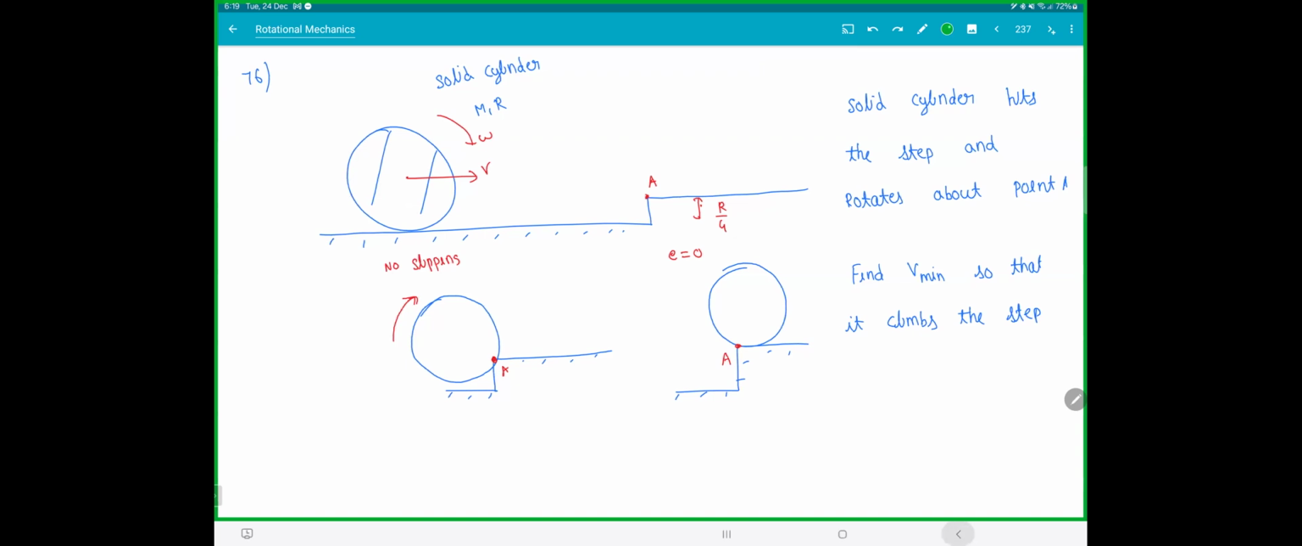Again, same thing. Can I conserve energy? No, because it is getting stuck. Can I conserve linear momentum? No, because you're hitting, there is a force. Then there is only one thing left, angular momentum. So about which point? Now the question is, which point?